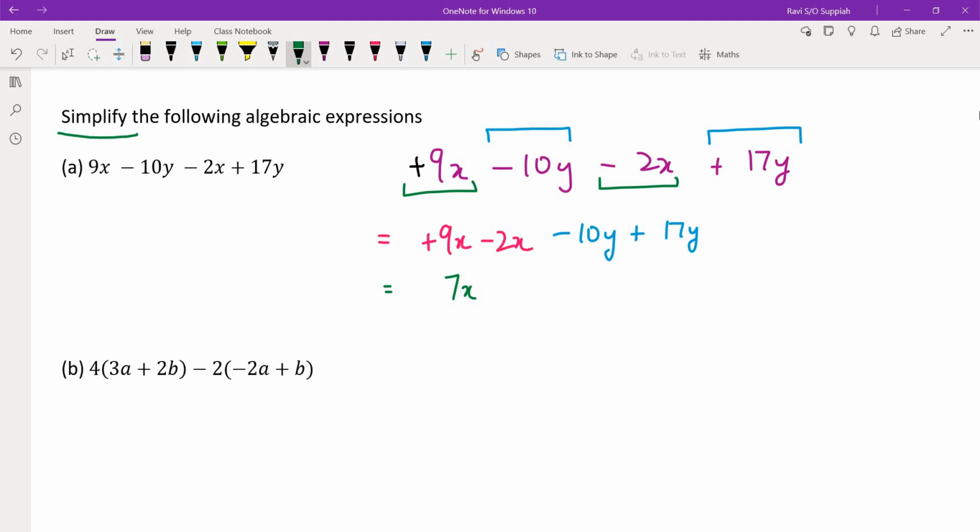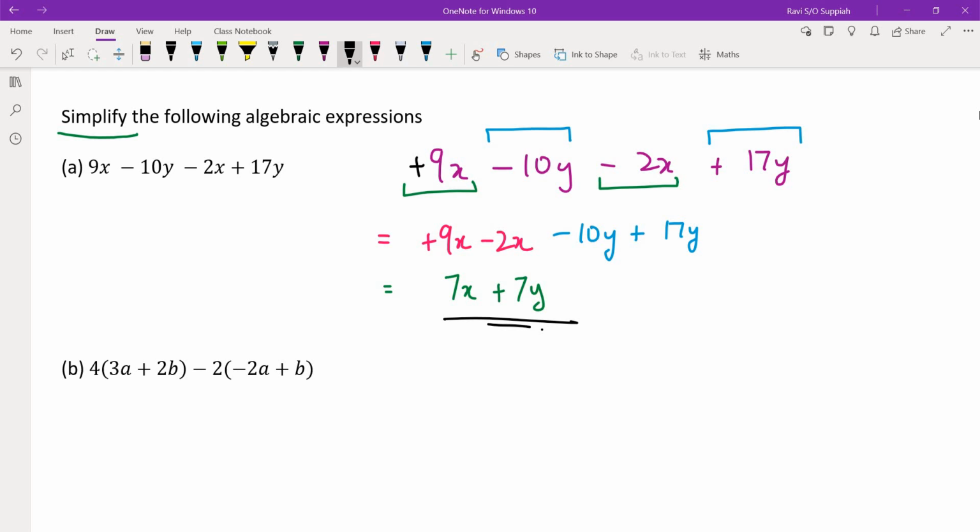If you want to put the plus sign, you can go ahead and put. And for the y, you have negative 10 and positive 17. That means you have $17 and you are giving away $10, which means the balance is that you still have $7 left. So it is plus 7y. For the final answer, usually for the first term, if there's a plus, you don't have to put the plus, so I can remove this. So this is the final answer over here, 7x plus 7y.